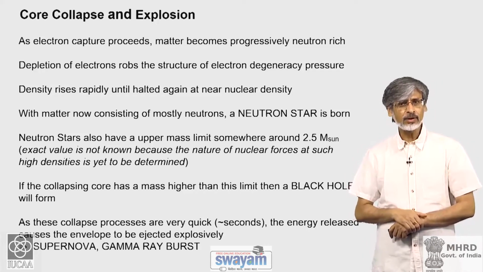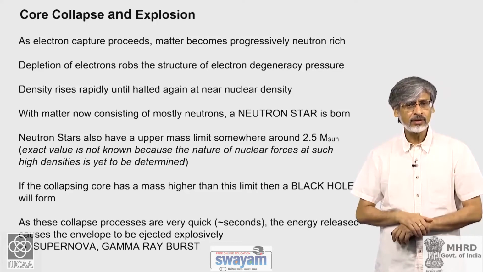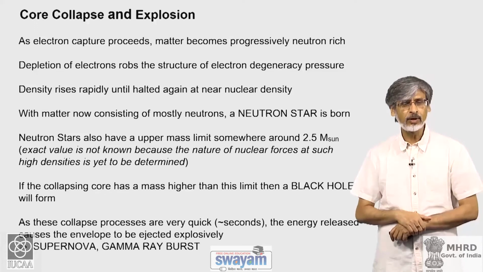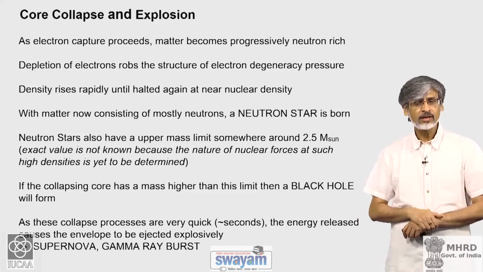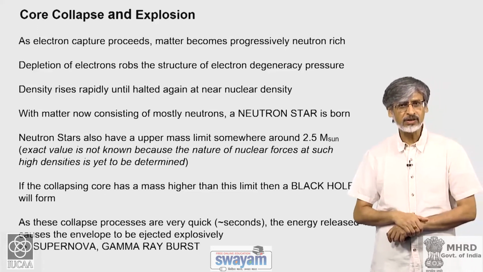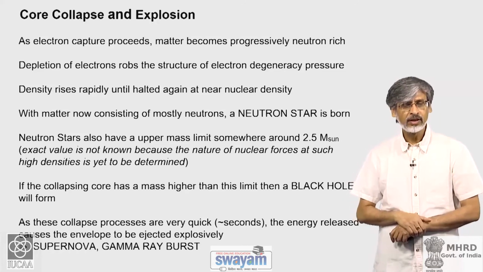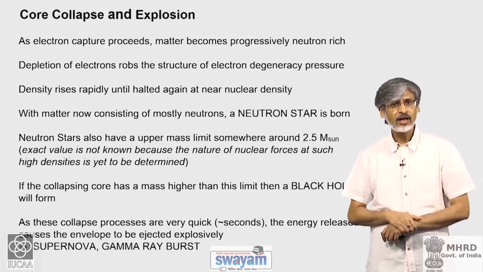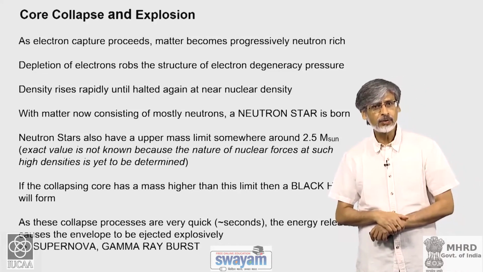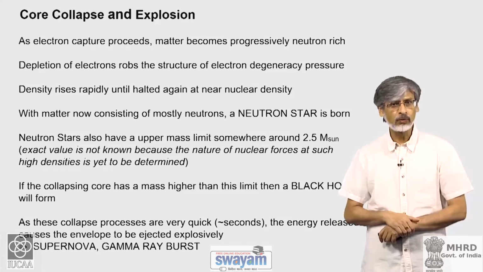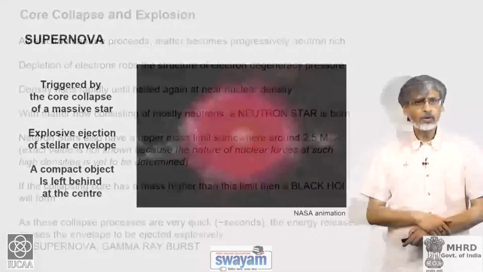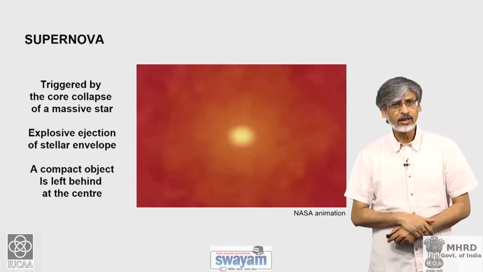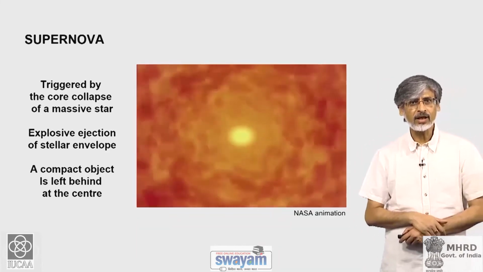Remember, in the case of white dwarfs, the envelope was ejected gently and a planetary nebula was formed. In this case, there will be no such gentle process, but the envelope will be ejected explosively with very high energy, and this will give rise to events like supernovae or gamma ray bursts. So, a supernova is an event which is triggered by the core collapse of a massive star.